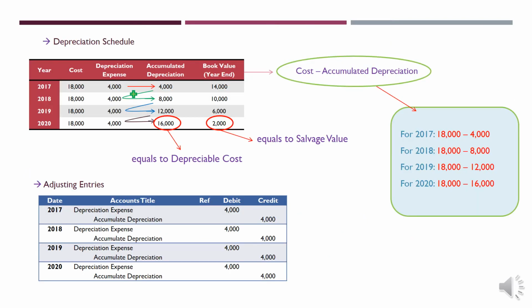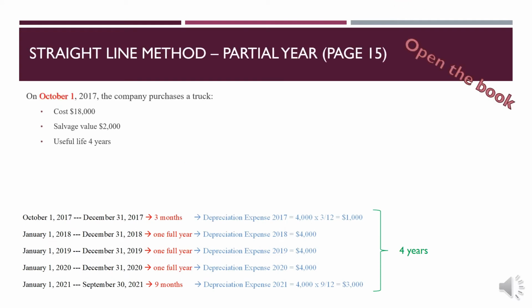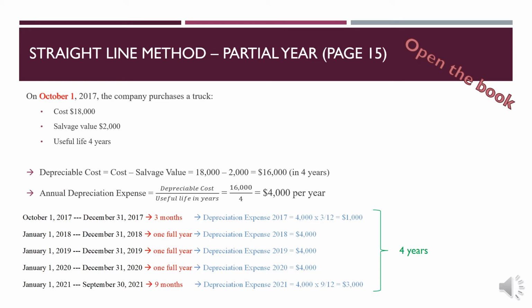Now we have the same given for the exercise found on page 15, but the only difference is that the company, instead of purchasing the truck on January 1, 2017, purchased it on October 1, 2017. The cost is the same, 18,000, salvage value 2,000, useful life 4 years. The first step, we need to calculate the depreciable cost, which is the cost minus salvage value. We have $16,000. The annual depreciation expense is still $4,000 per year.